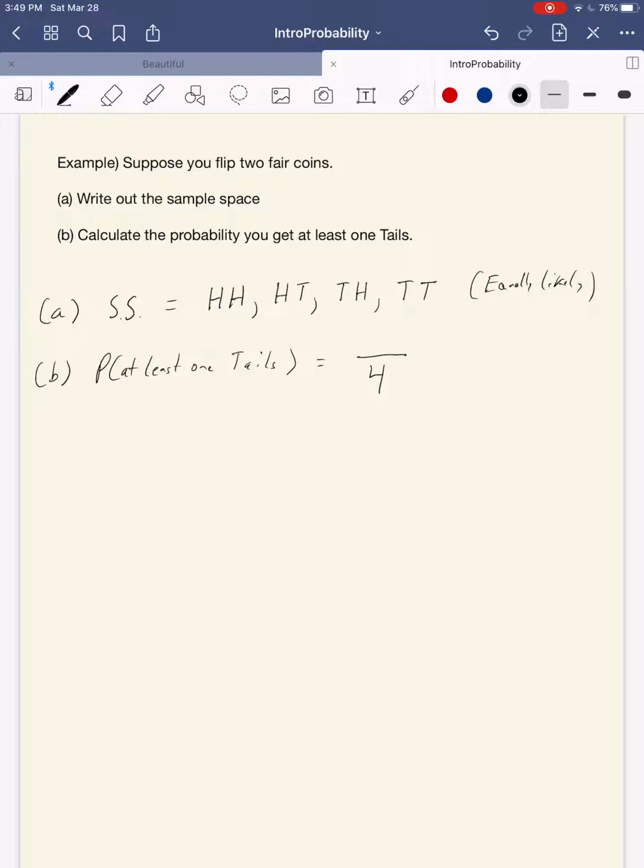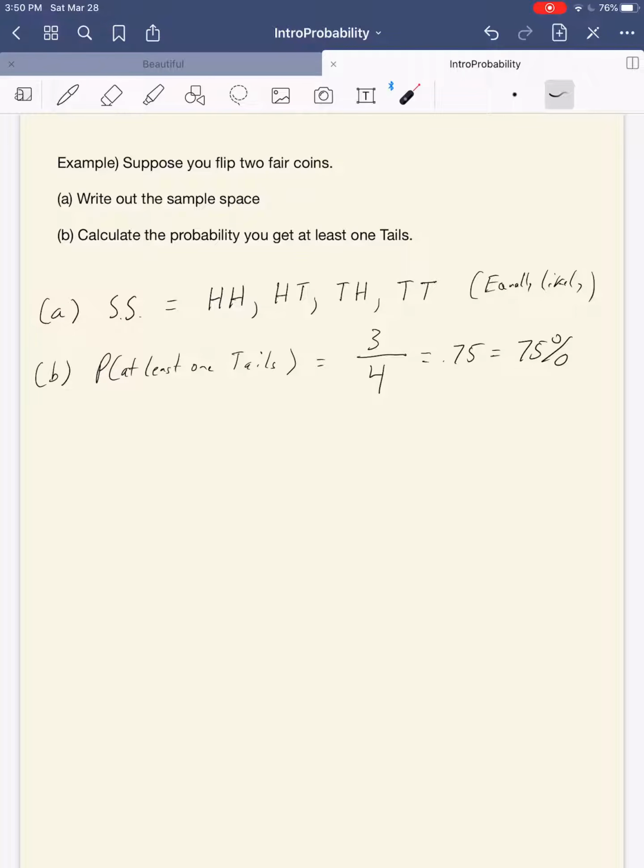All right, now we want to think about our event. We want to get at least 1 tails. Well, this guy gives you 2 heads, so there's not at least 1 tails there, so we don't want to count that. This guy has a tail, this guy has a tail, and this guy actually has 2 tails, which definitely satisfies at least 1. So these 3 would do what we want. So our probability here would be 3 out of 4, which of course we could write as 0.75, or we could say is 75%.